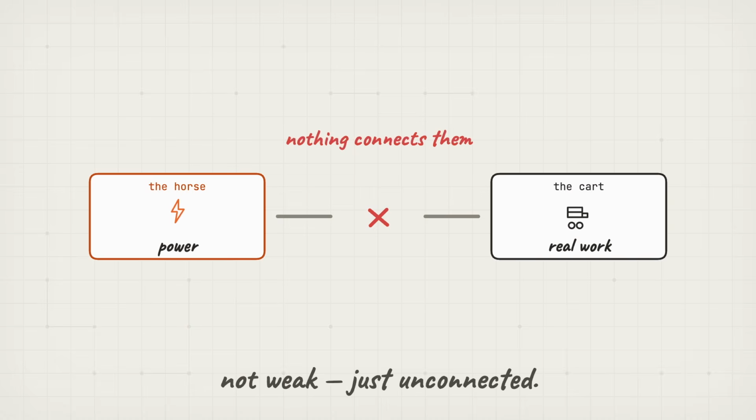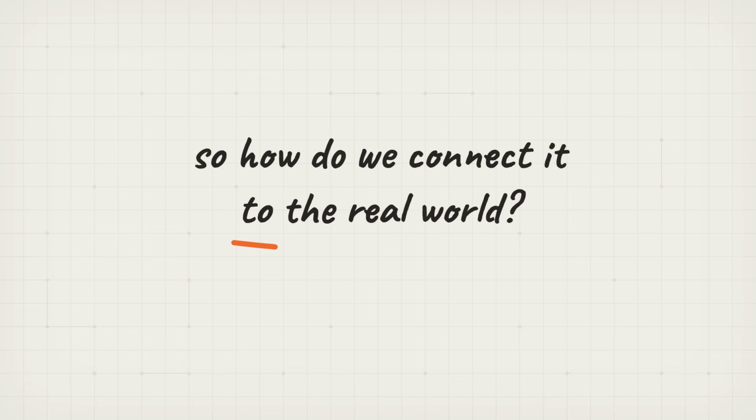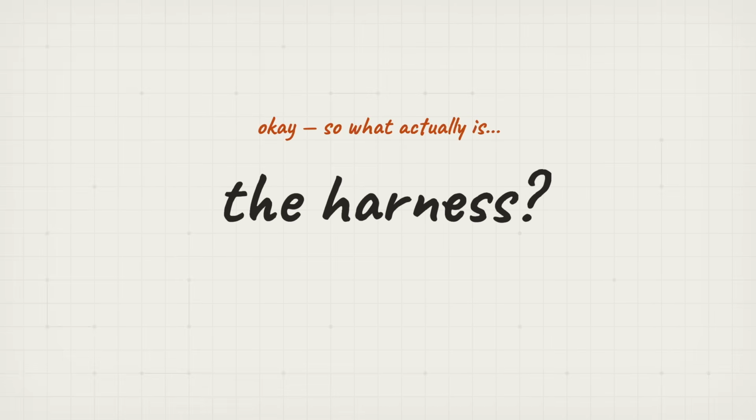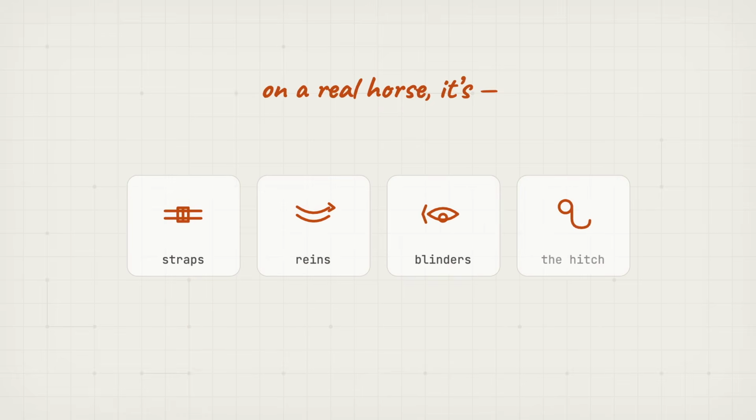So now the real question becomes, how do we connect this model to the real world so that it can finally do something? And that is where our main topic comes in. On a real horse, what is a harness? It is the straps, the reins, the blinders, and that piece which connects the horse to the cart. The moment you put this harness on the horse, everything changes. Now the horse can pull the cart, now you can steer it wherever you want, and now you can also stop it whenever you want.